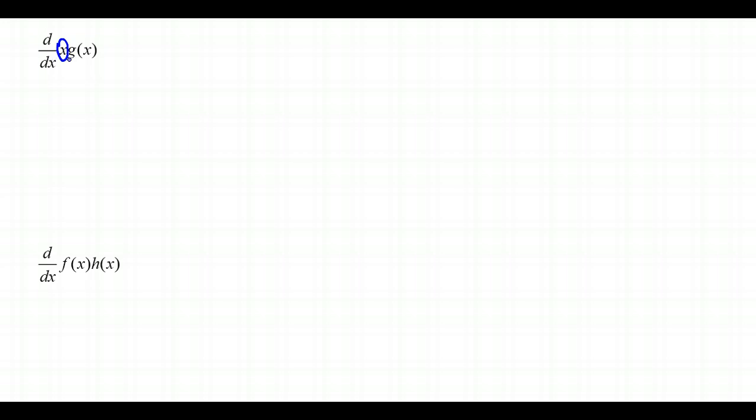So the first function is x, the second function is g of x. So let's see how we'd solve a problem like this. The product rule says we take the first function, x, and multiply it by the derivative of the second function.